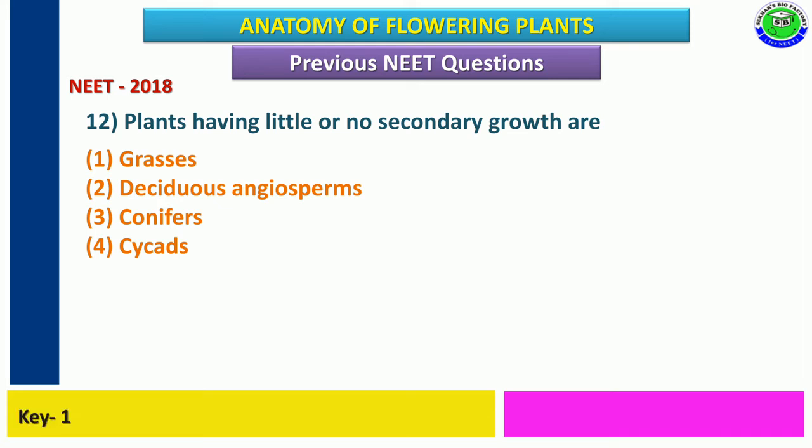In this, the correct answer is first option. In case of grasses or monocotyledons, cambium is completely absent in their vascular bundles, but remaining plants like deciduous angiosperms, gymnosperms like conifers and cycads can perform secondary growth due to presence of cambium in between its vascular bundles.